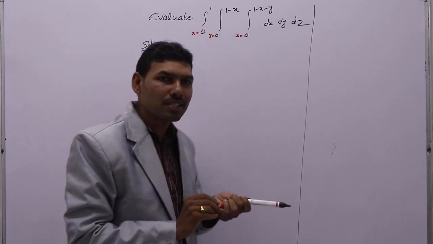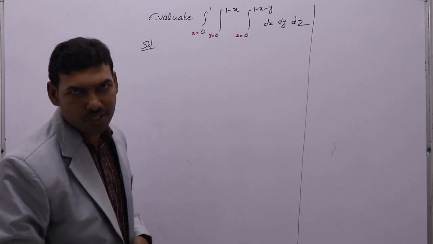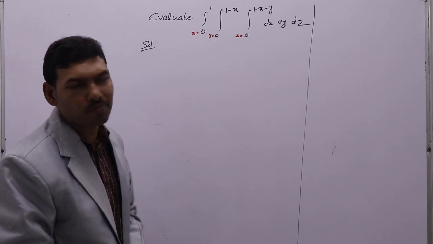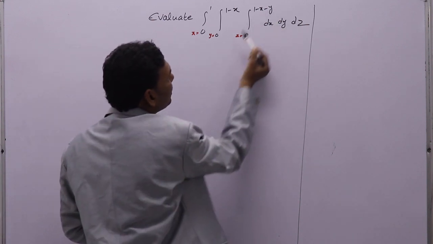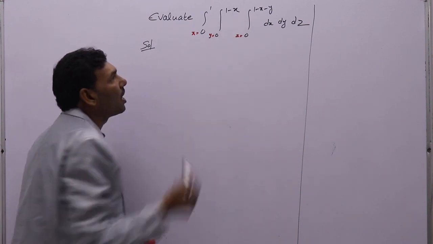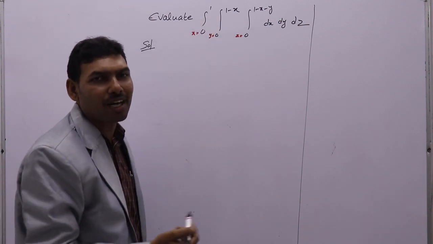So like this, one can easily identify the limits of the variables: z variable limits, y variable limits, x variable limits. The limits in terms of x, y are limits of z. The limits in terms of x are limits of y. The leftover limits, constant limits, are limits of x.